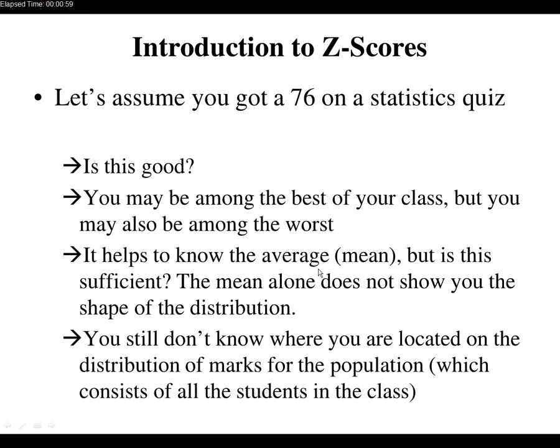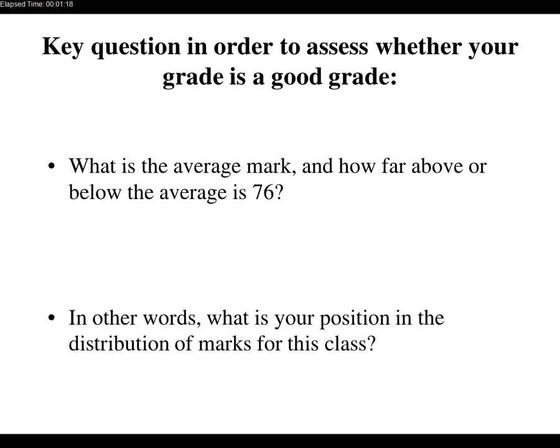It helps to know the average, the mean, but is this sufficient? The mean alone doesn't show you the shape of the distribution, right? You still don't know where you're located on the distribution of marks for the entire population, which consists of all the students in the class. So the key question here is, in order to assess whether your grade is a good grade, what's the average mark and how far above or below the average is 76? In other words, what's your position in the distribution of marks for this class?